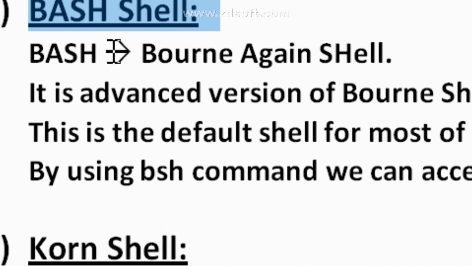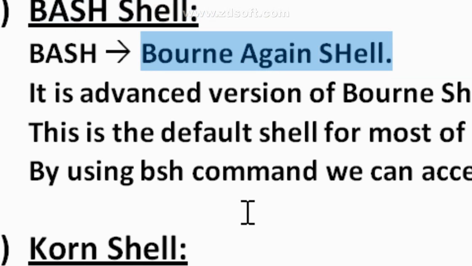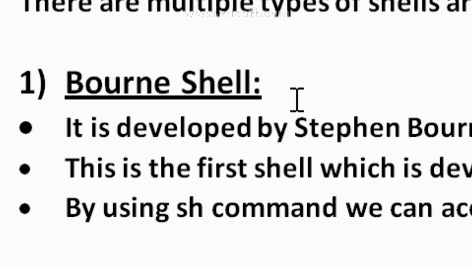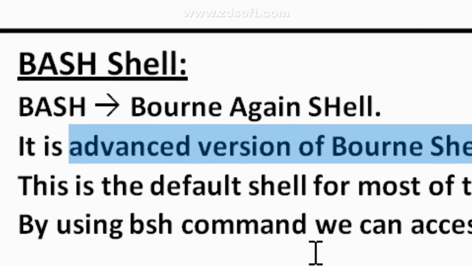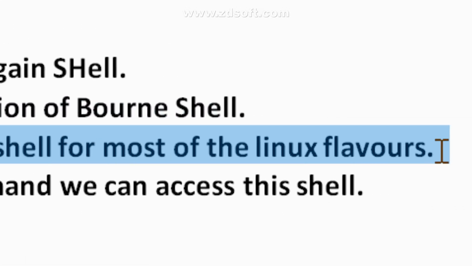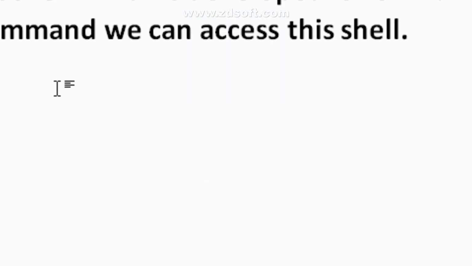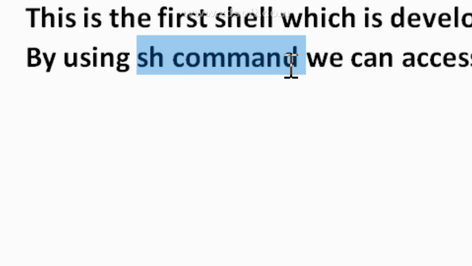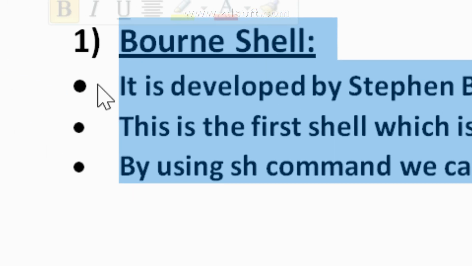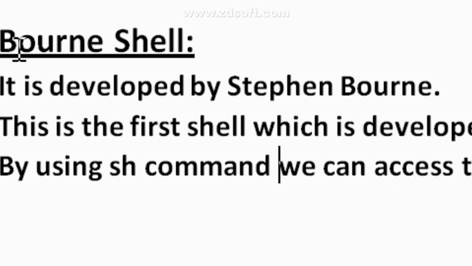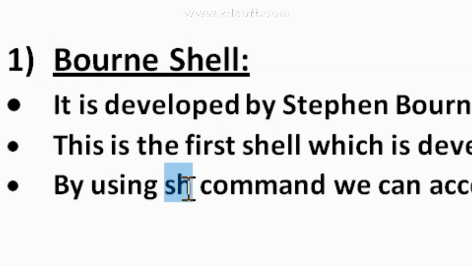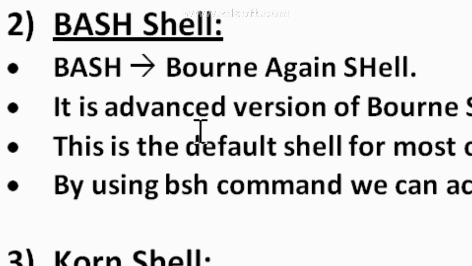So this is bash, Bourne Again shell. It is the advanced version of the Bourne shell. This is the standard one, this is the first shell, and this is the advanced one. It is the default shell for most of the Linux operating systems. By using the sh command or bash command, we can access this shell. In my current project also, I am using this one only. I am executing commands via ssh only. So these are the different flavors, guys. Based on requirement, we can install any one and work with any one shell.